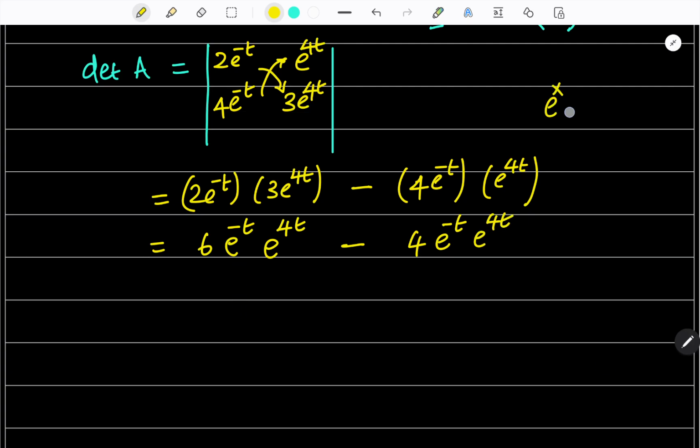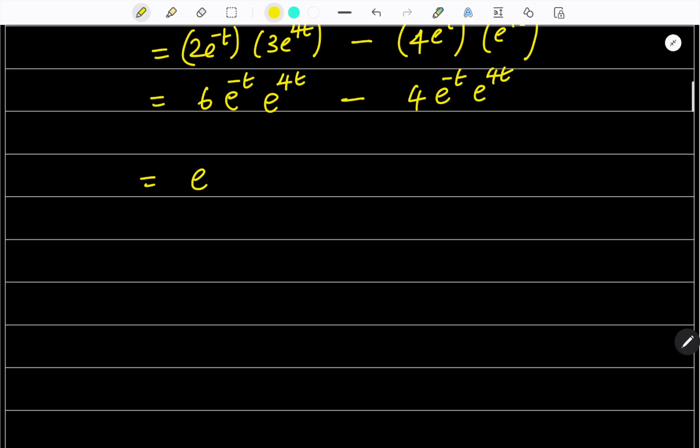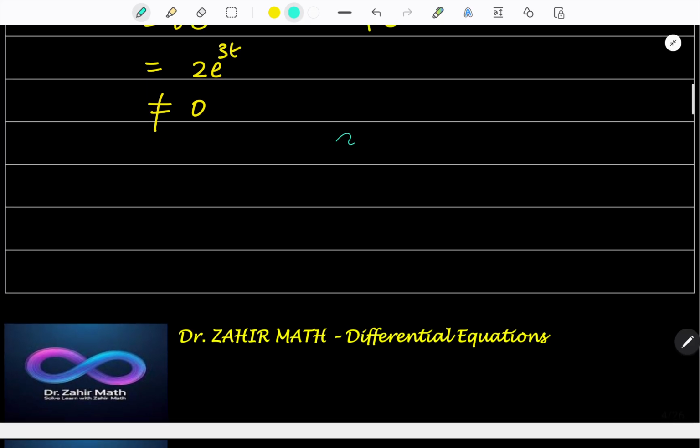So look here, e power x, e power 2x. We are going to add: e power x plus 2x. E power x multiplied by e power minus 2x is e power x minus 2x. Keep it in your mind. So this equals 6 e power 3t, since minus t plus 4t, minus 4 e power 3t. So which is equal to twice e power 3t, which is definitely not equal to 0, right? So the determinant of A is equal to 2 e power 3t, which is not equal to 0.